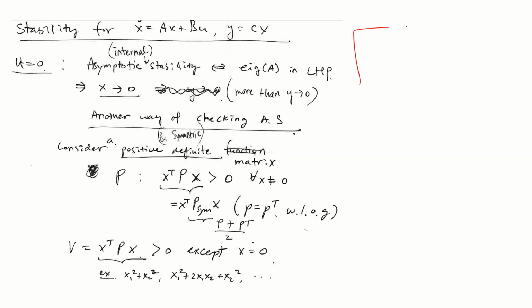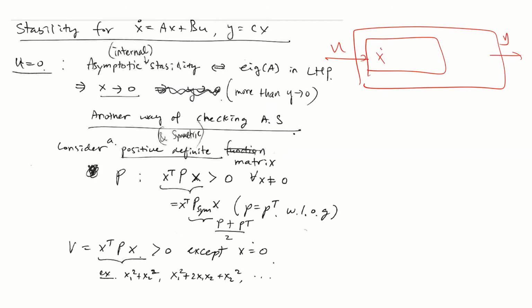So you have u and y, and you have this state equation with B u, and here is x, and y equals C x. So this x is kind of an internal variable that may not be seen 100%. But we take this x to 0 if we have eigenvalues of A all in the LHP, and this kind of stability is called internal stability.